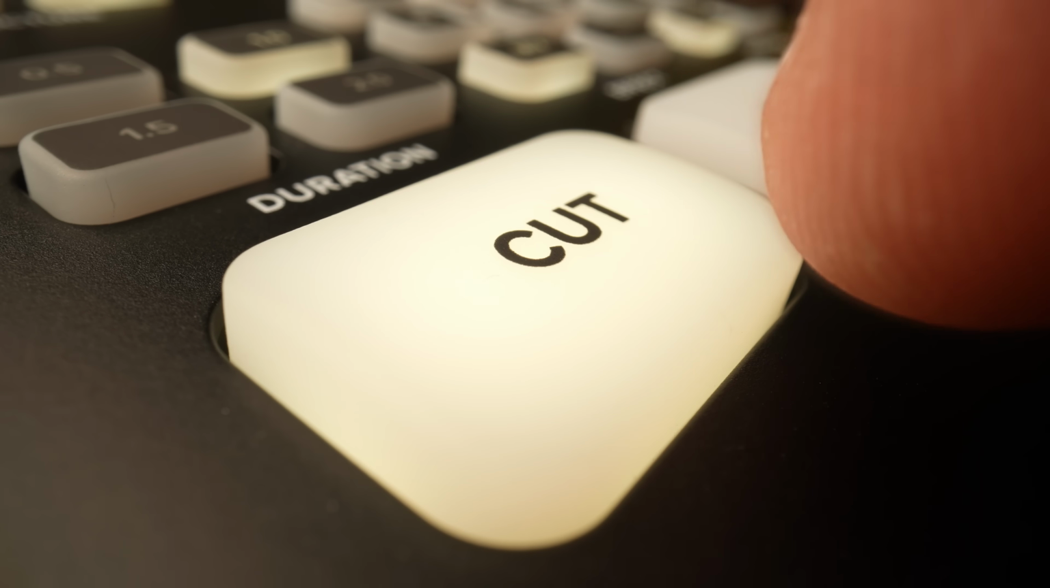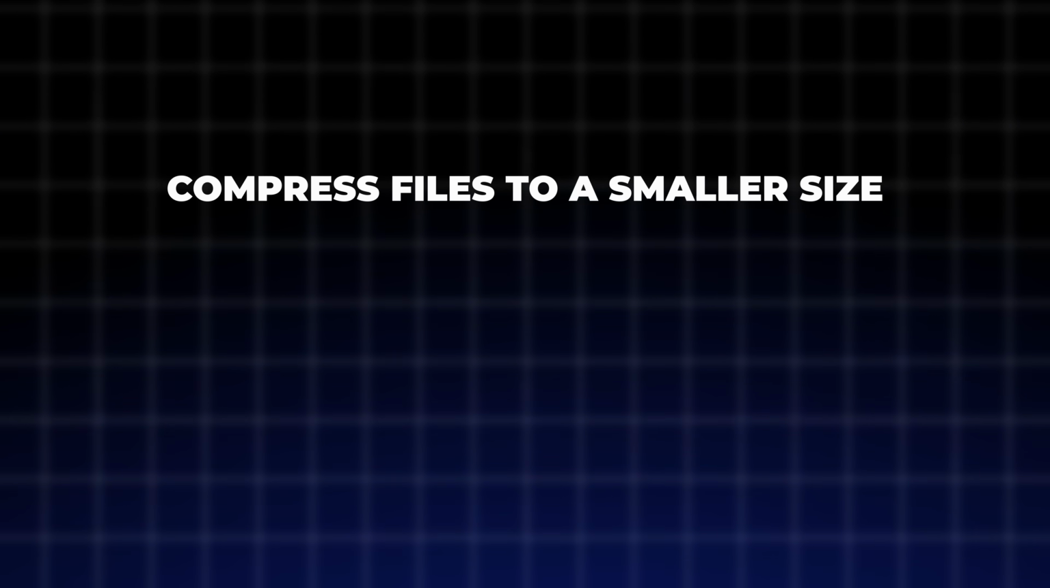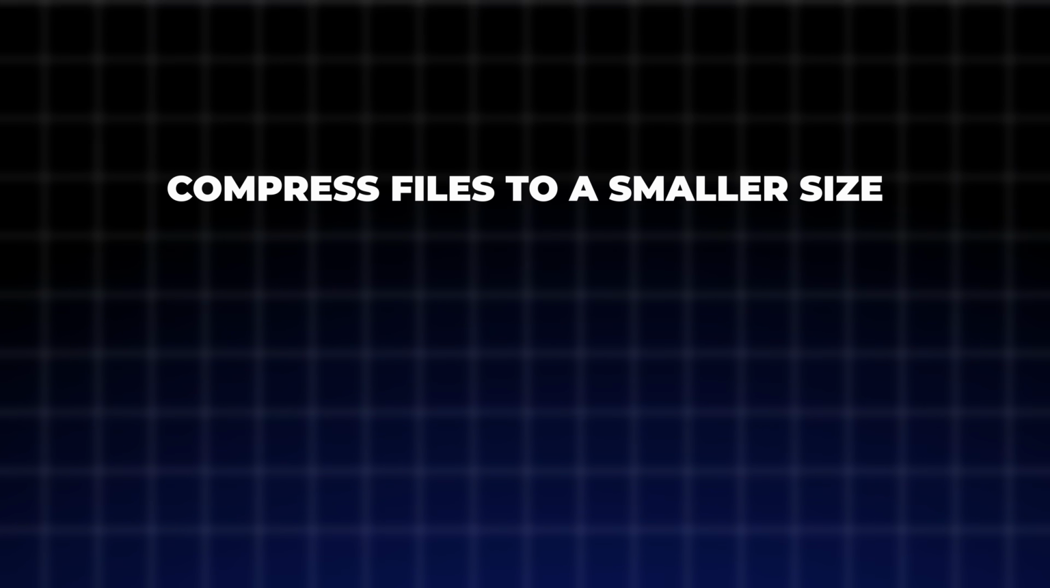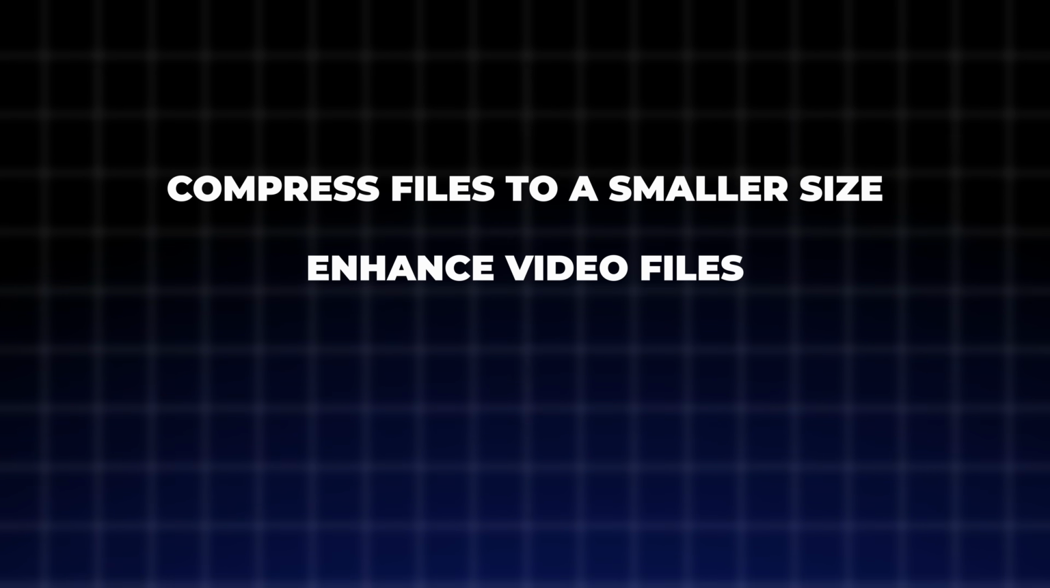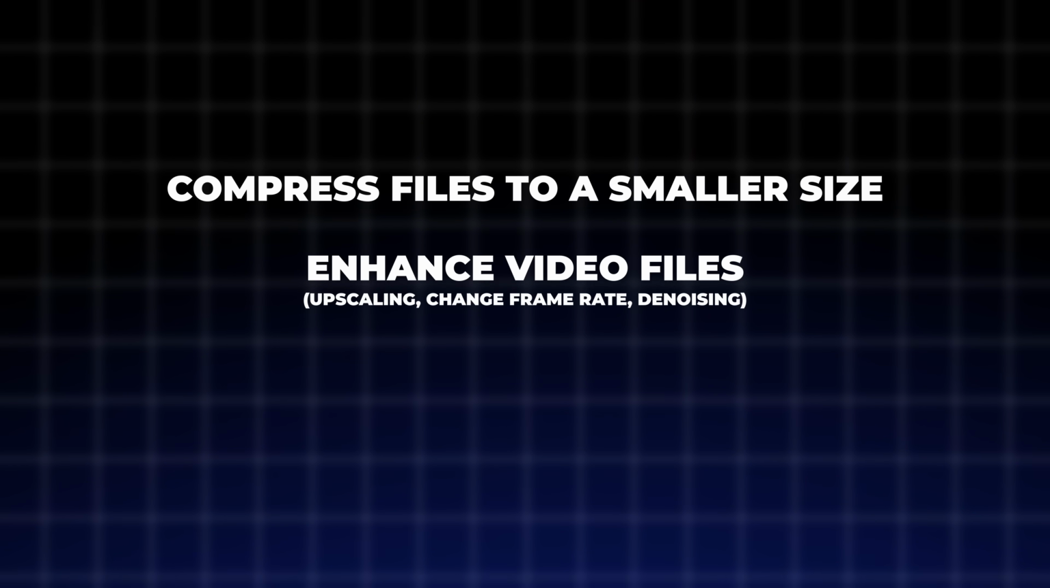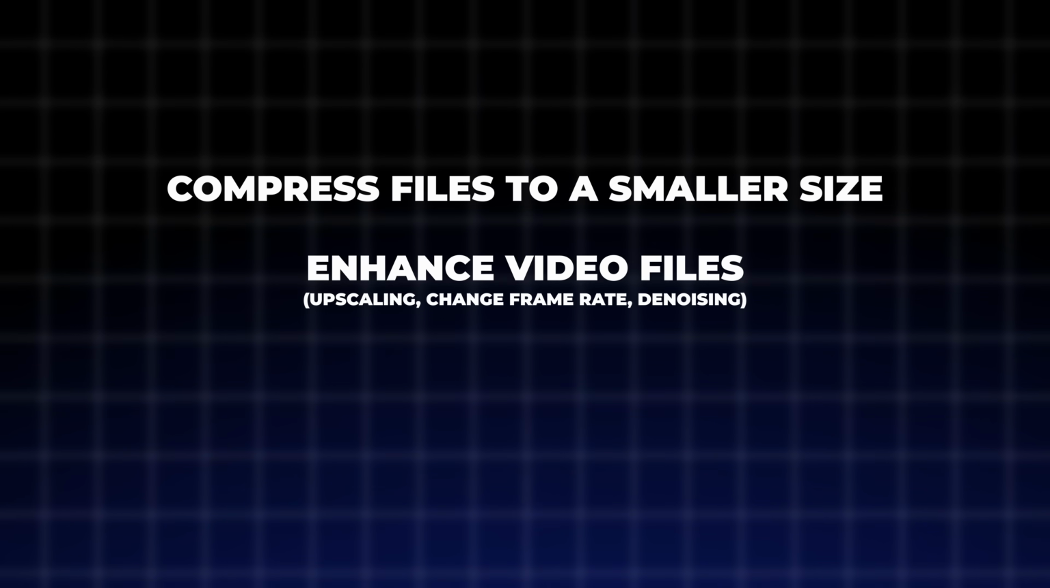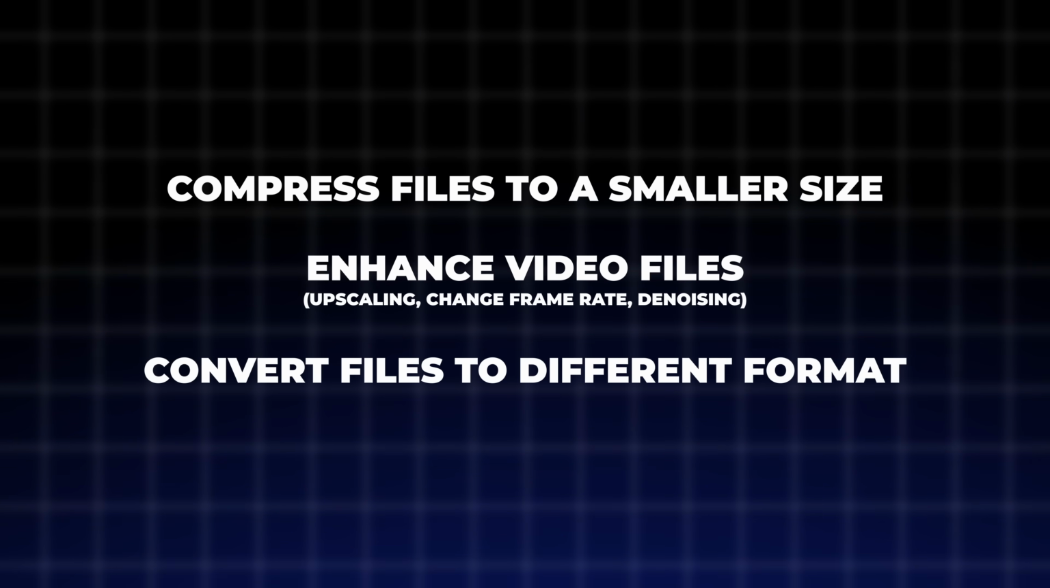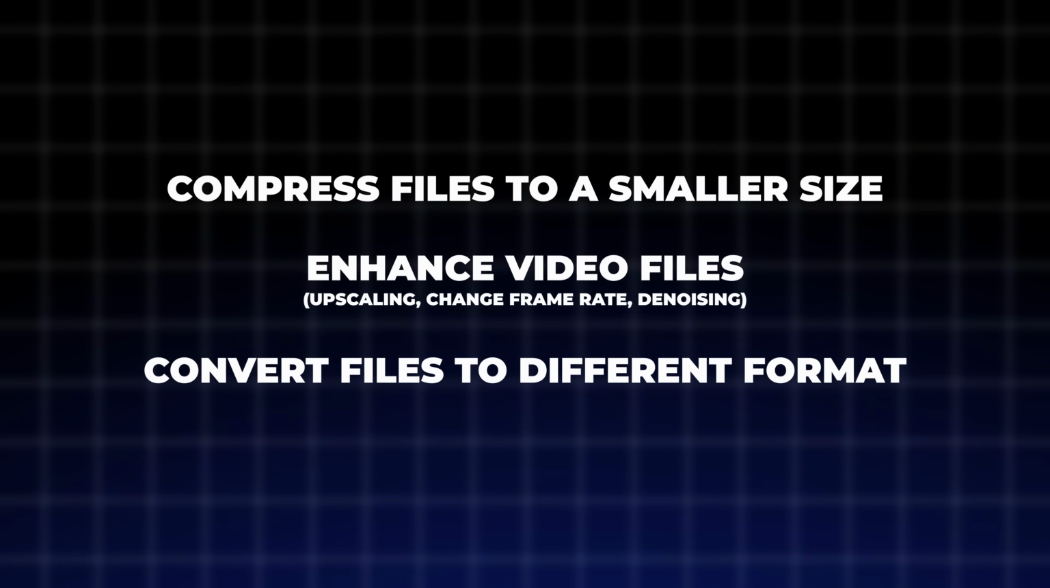Before you can start editing your video in CapCut, there are a couple of things you may actually need to do first. For example, you have to compress your video files to a smaller size for an easier workflow. Or you have to enhance your video files, including upscaling, fixing frame rates, denoising, or you have to convert them into a different file format to be able to edit your video. We're gonna check out 3 tools in the UniConverter that you can use to perform these tasks.